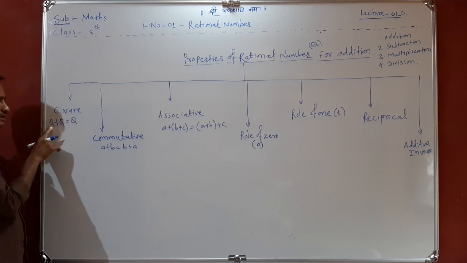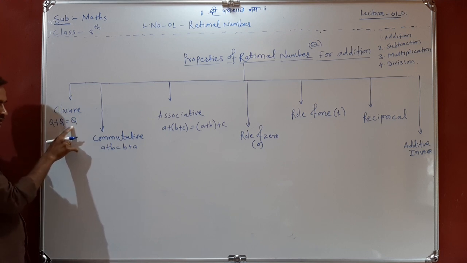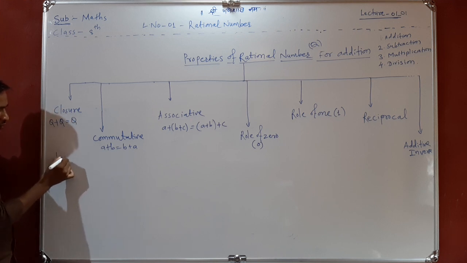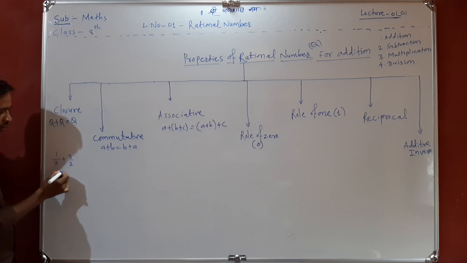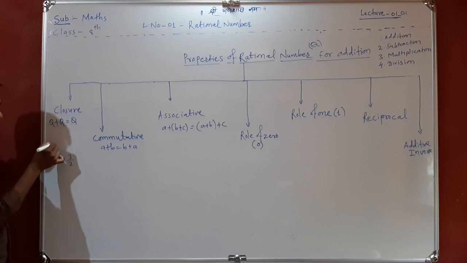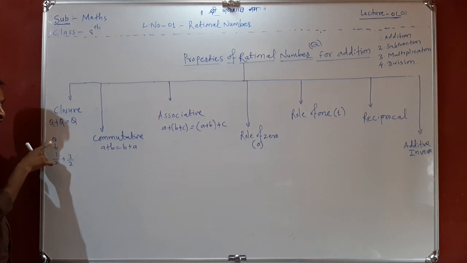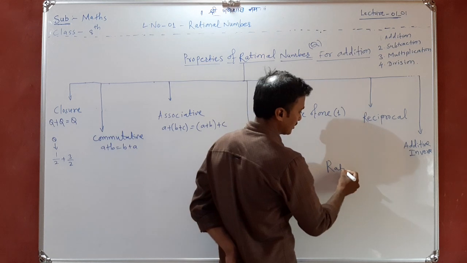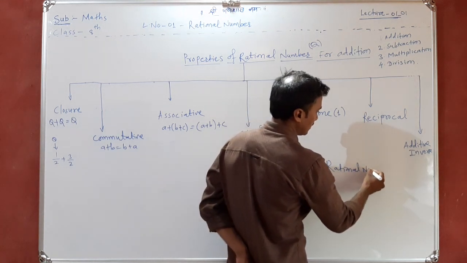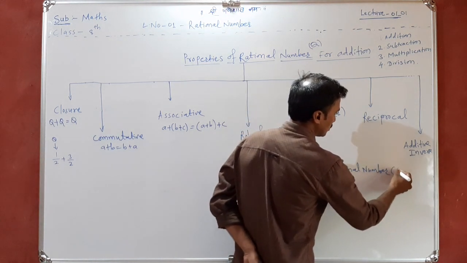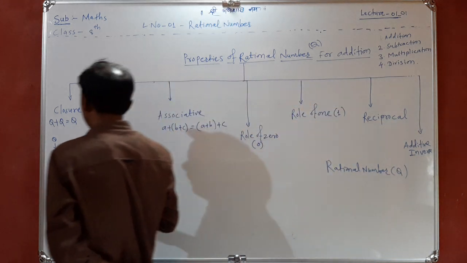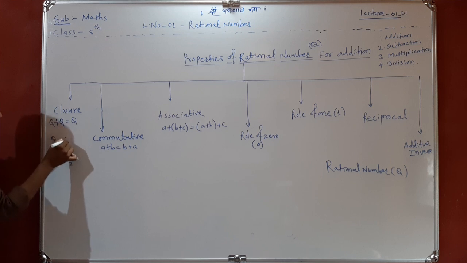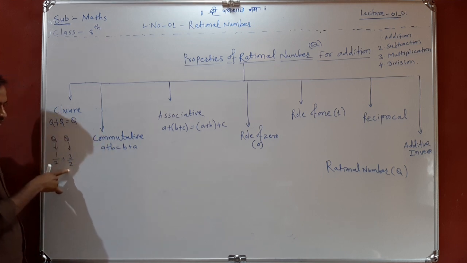It means that rational number plus rational number is equal to rational number, right? Suppose you are adding 1 by 2 plus 3 by 2. Now see here, 1 by 2 is a rational number, which means it is Q. Why am I writing Q? Because the rational number is denoted by capital Q. Right? 1 by 2 is a Q, it is a rational number. 1 by 3 is again Q, it is also a rational number.